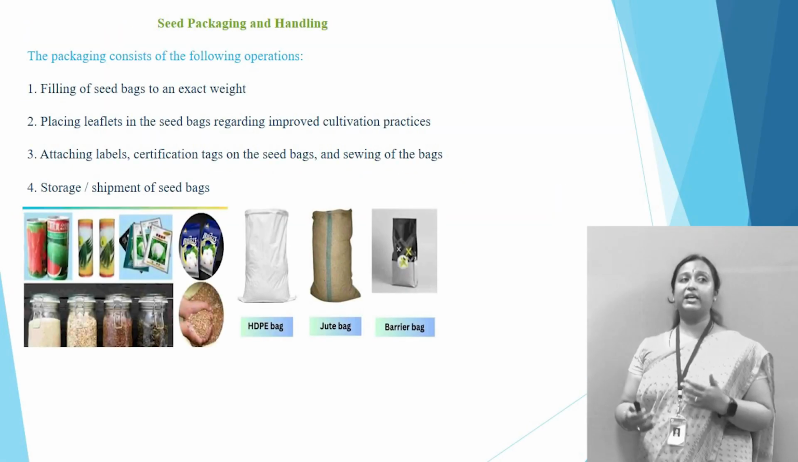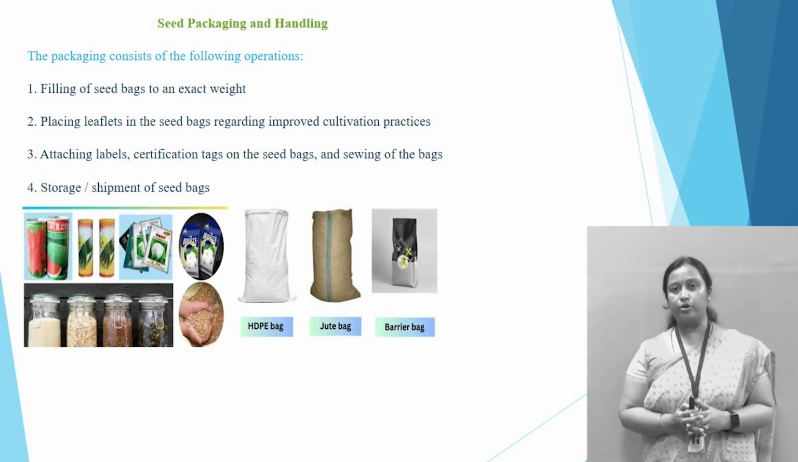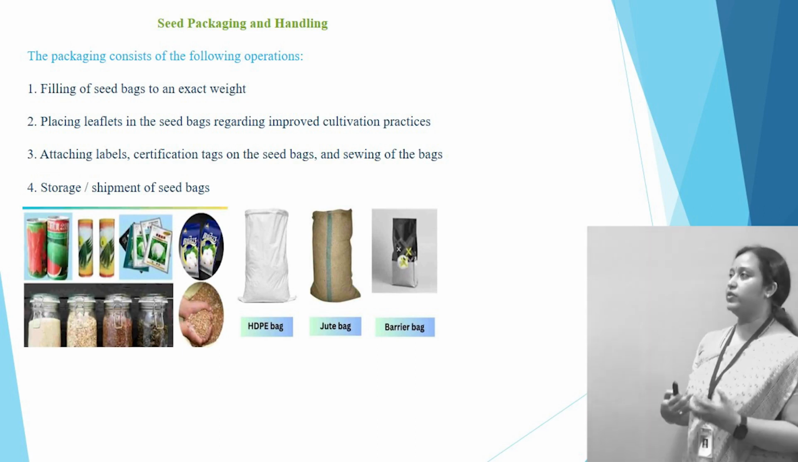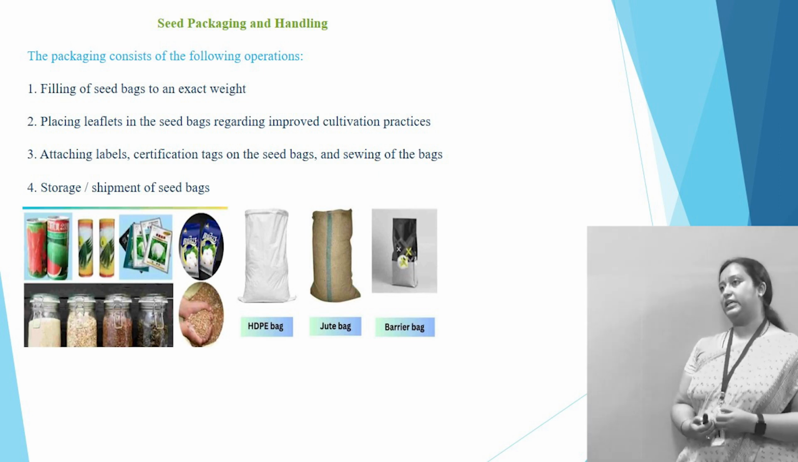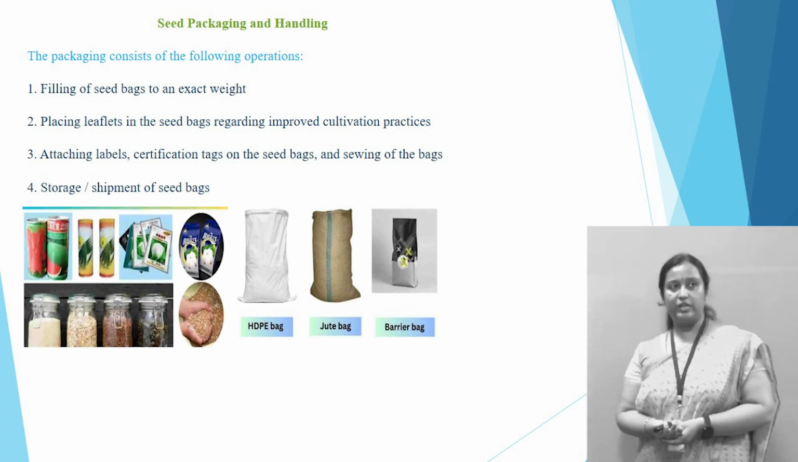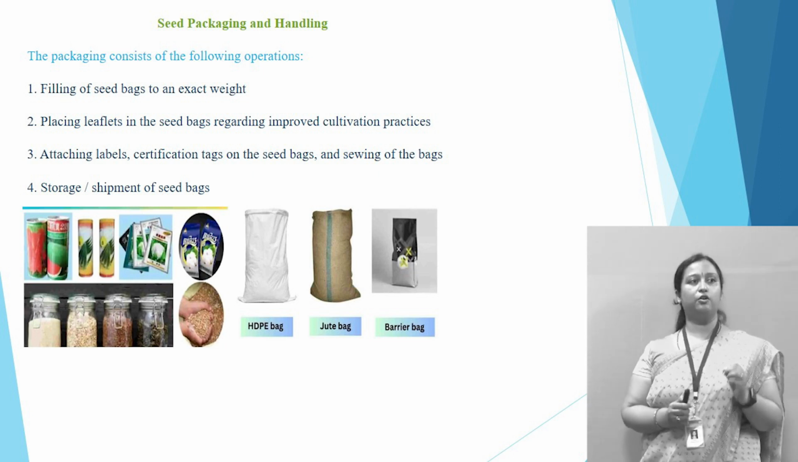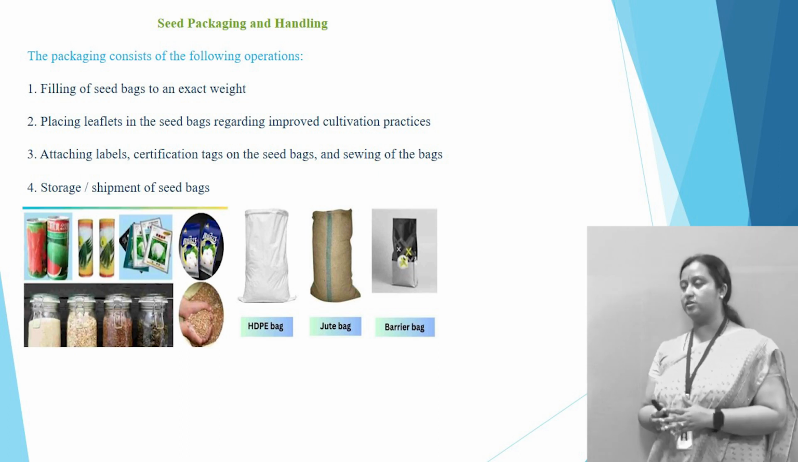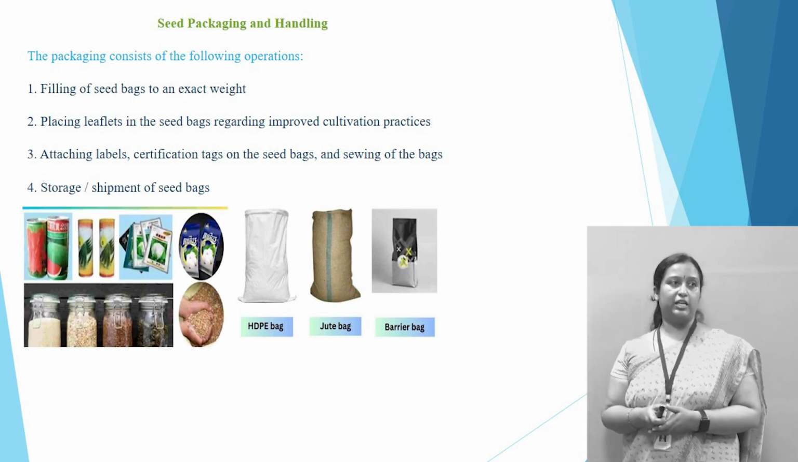Next is packaging and handling. Packaging and handling of the seed is again a very important process. After following all these very sensitive precautionary measures, if we do not package them properly, everything will be a waste. The packaging consists of the following operations: filling of seed bags to an exact weight. So seed has to be weighed properly and packaged in these bags.